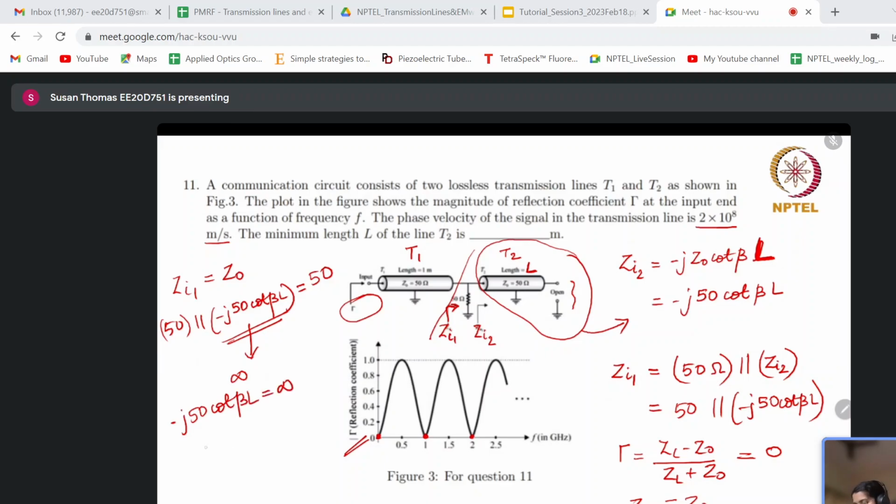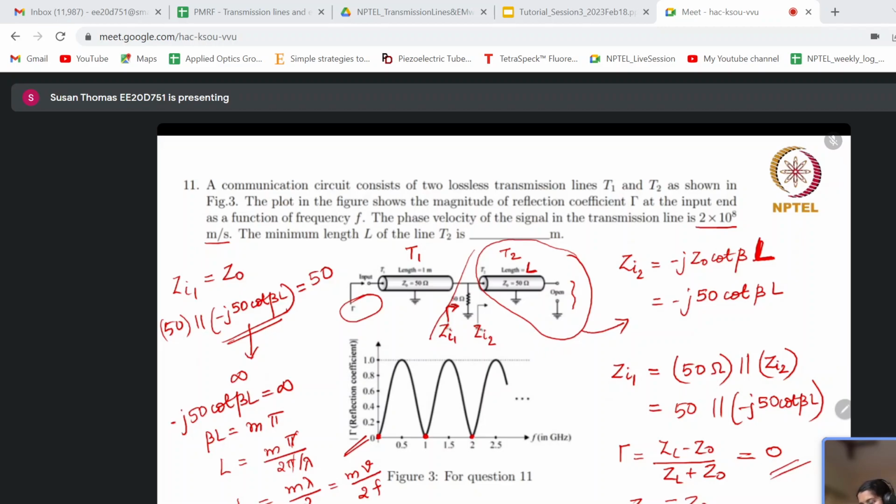When will that happen? When beta L is equal to m pi. So the length of the transmission line, capital L, will be m pi by beta. Beta is 2 pi by lambda, so it can be written as m lambda by 2. Lambda can be written as v by f. So m v by 2f will be the length of the transmission line for which the reflection coefficient is 0.